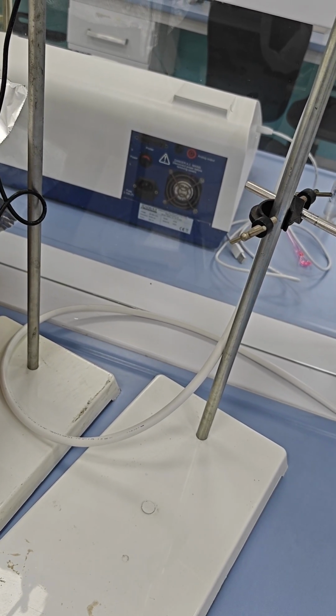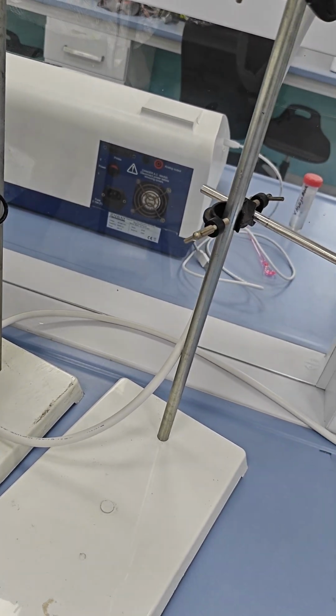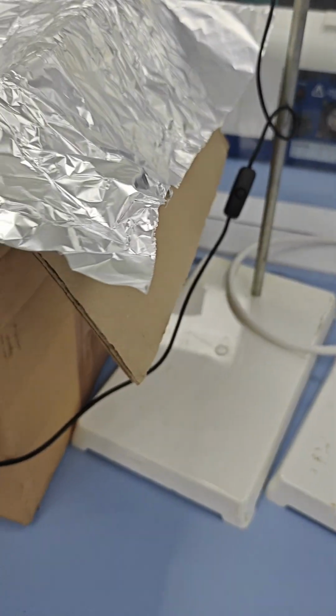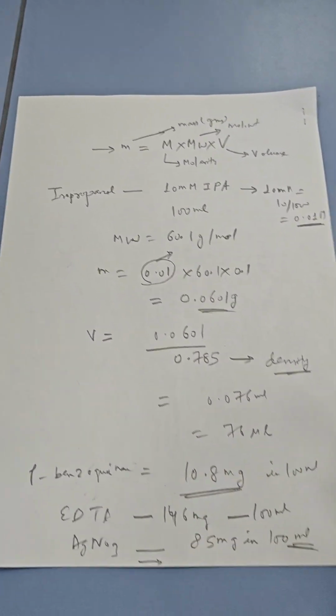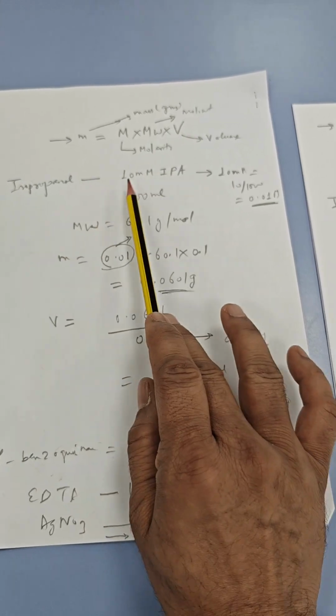We can also, instead of that, do the scavenging experiments or scavenging tryout. Let's do these experiments. Now to understand these, for the scavenging test we are going to use isopropanol, that is 10 millimoles.